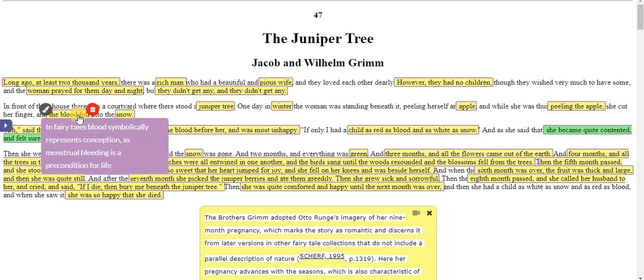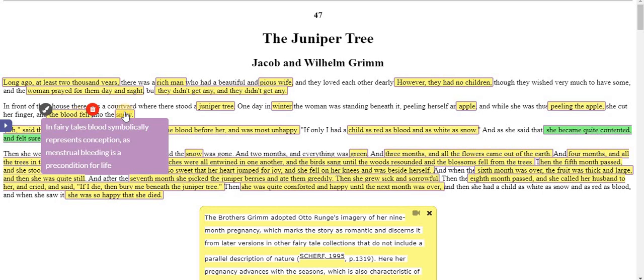In fairy tale, blood symbolically represents two concepts. It represents conception. When a woman conceives, a certain amount of blood is drawn from her. So, it represents conception as well as menstrual bleeding. These are two preconditions for life. Before birth can take place, the woman must be fertile. She must have regular menstrual cycles, and other than that, she must also shed some blood in order to conceive. So both these ideas are there here.